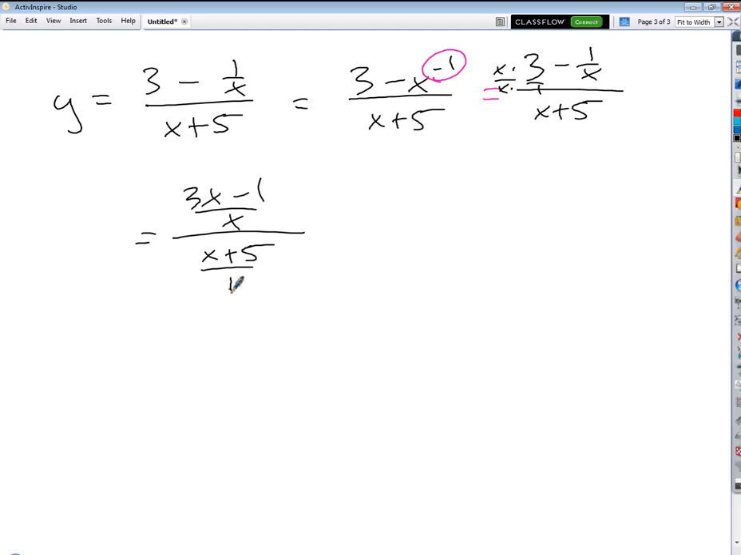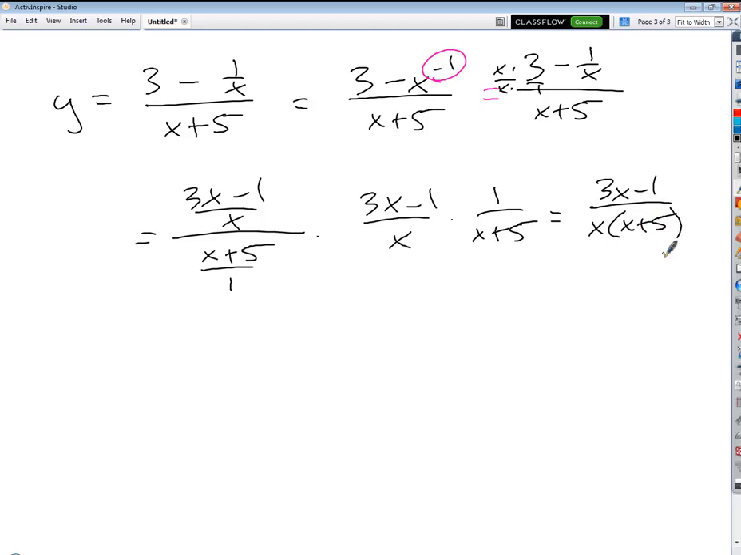Instead of having to turn the bottom into a fraction and the top into a fraction and flipping and multiplying, look what the result is if we do that. We get 3x minus 1 over x times 1 over x plus 5 equals 3x minus 1 over x times x plus 5. Isn't it easier? If I've got a fraction divided by a non-fraction on the bottom, really all I'm doing is taking the denominator and making that another factor of the denominator.